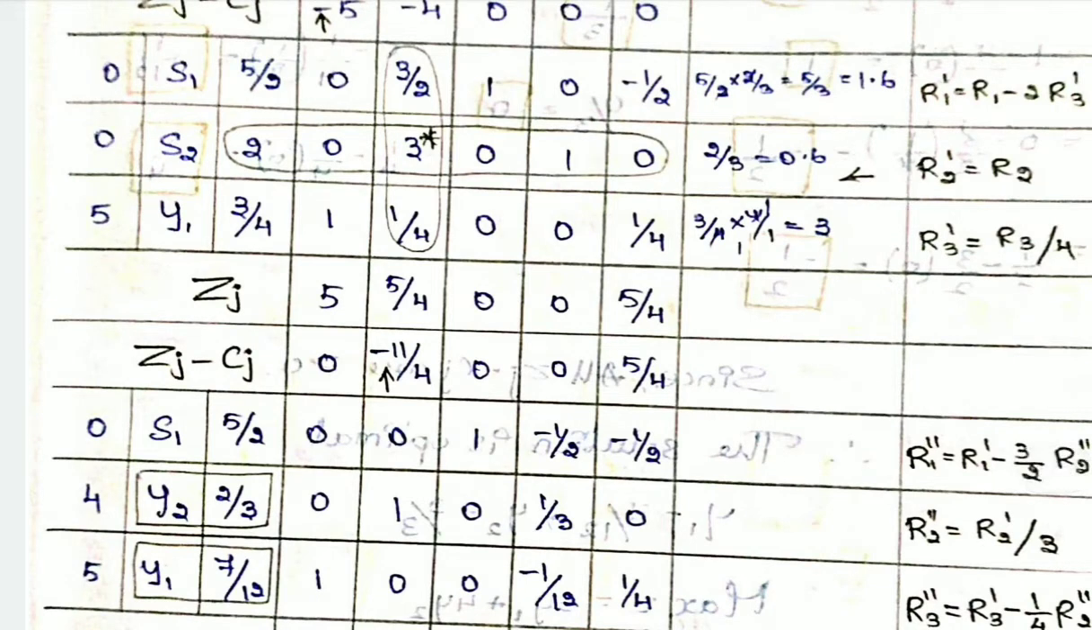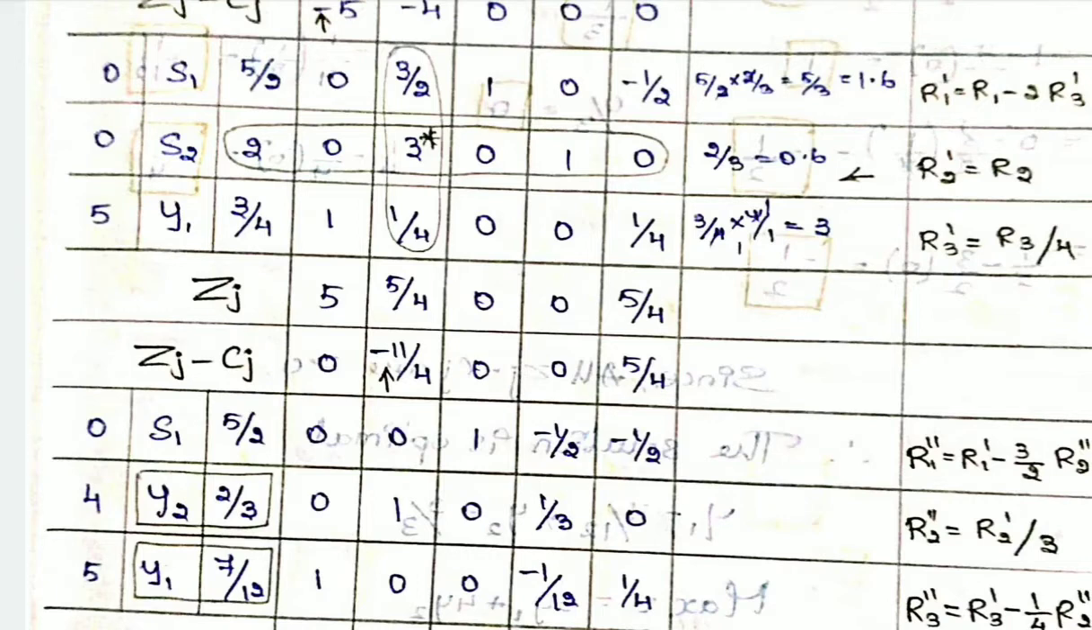Because here S3 is a leaving variable, Y1 is the entering variable. So in the YB column we have to write S1, S2, Y1. So the coefficients also you have to change: 0, 0. For Y1 the coefficient is 5. So now we have to fill the R3 dash column: 3 by 4, 1, 1 by 4, 0, 0, 1 by 4.